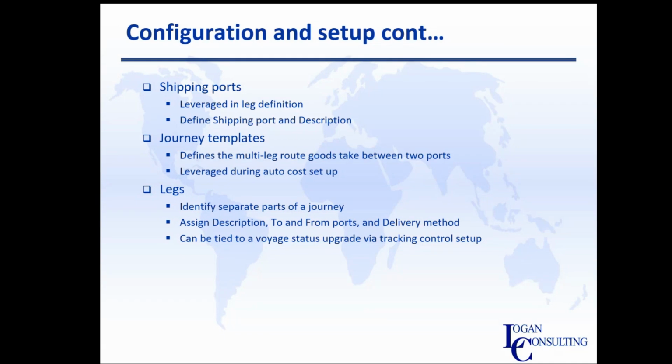You also need to set up journey templates, which kind of leverages those legs that you'll set up and the shipping ports within those legs to define a multi-leg route that goods will take between 2 ports. Every voyage is going to have a journey template. You'll leverage that during your auto cost setup as well. And then legs are specific parts of a journey that will define your journey template in the system. You assign a description, to and from ports, and a specific delivery method. And you can tie it to a voyage status upgrade via the track and control setup.